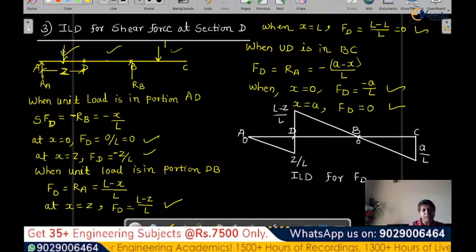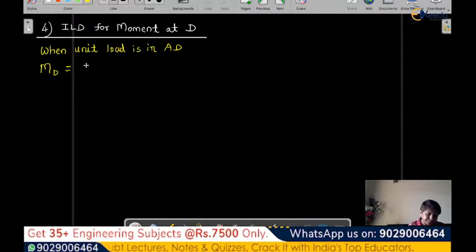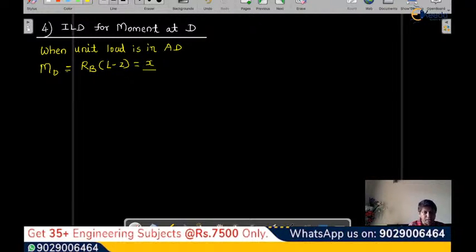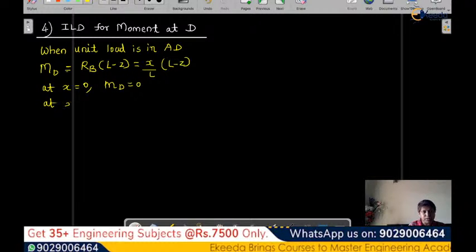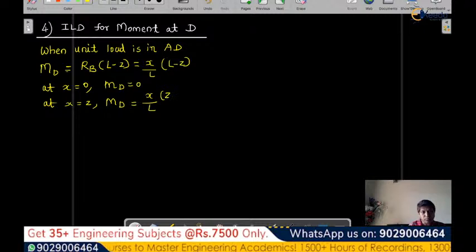We can write a moment equation from this side or this side. If you want to write from this side, then it will be simply RB into this particular distance, that is L minus Z, because total distance is L. So RB into L minus Z. RB is X by L into L minus Z. So at x equal to 0, moment at D is equal to 0, and at x equal to Z, moment at D will be, oh sorry, it will not be 0, it will be L minus Z.